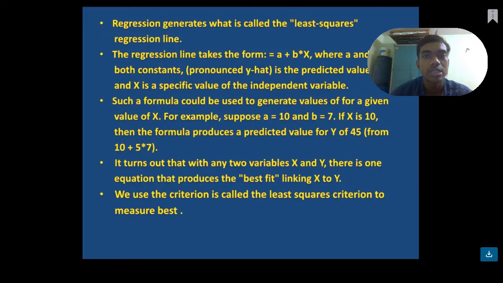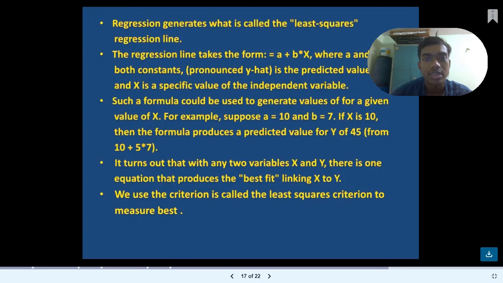Regression generates what is called the least squares regression line. The regression line takes the form y hat equal to a plus bx, where a and b are both constants. Y hat is the predicted value of y and x is the specific value of the independent variable. Basically, a is the constant, that is the y-intercept, and b is the slope. Such a formula could be used to generate values for a given value of x. For example, suppose a equals 10 and b equals 7.